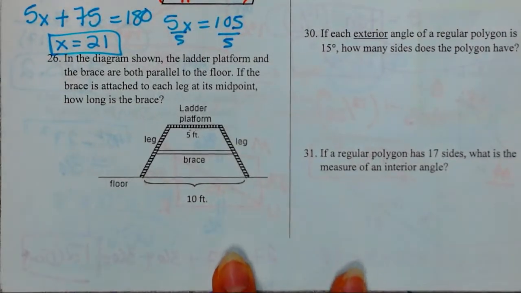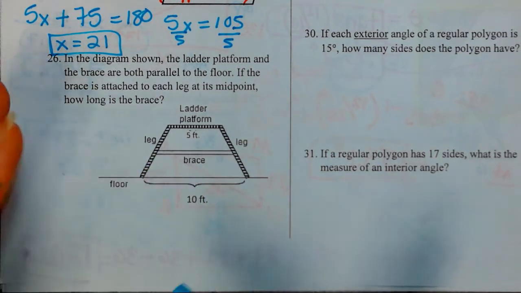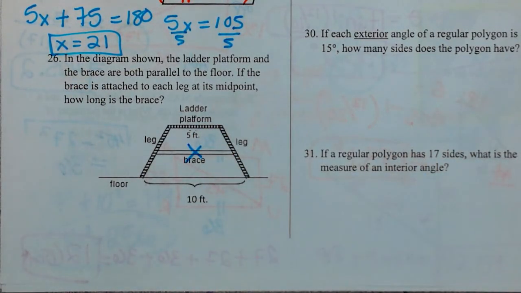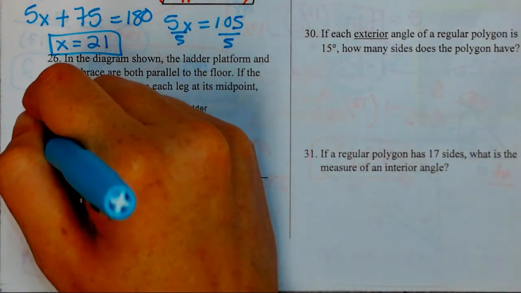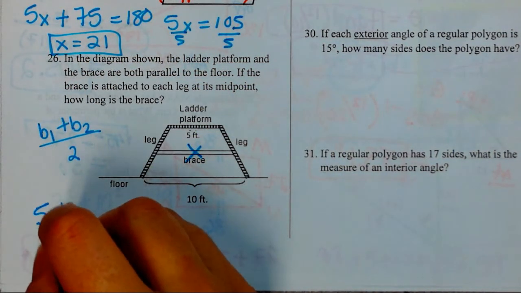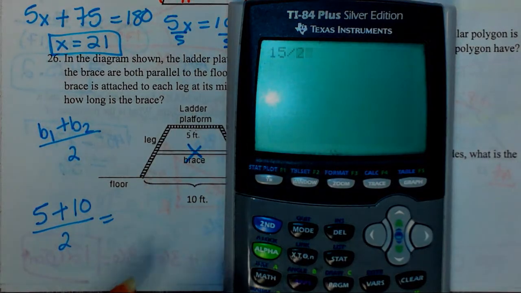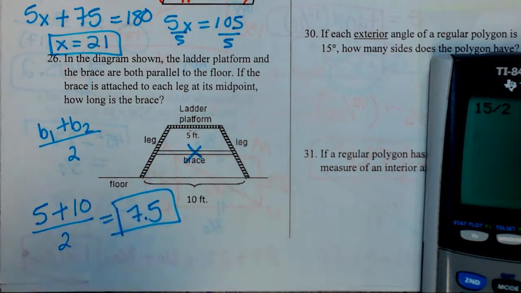All right, and the next one. It says, in the diagram shown, the ladder platform and the brace are both parallel to the floor. The brace attaches to each leg at the midpoint. How long is the brace? This is just asking you, what is the length of the midsegment? It's really simple if you know how to solve for a midsegment. It's your base 1 plus base 2 divided by 2. So that's going to be 5 plus 10 divided by 2, 15 over 2, 7.5. That's your answer.